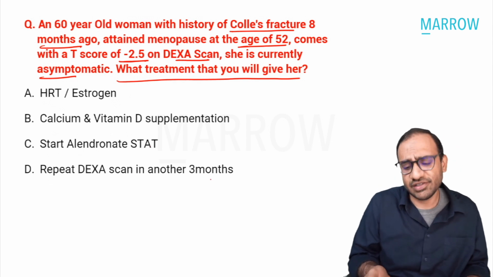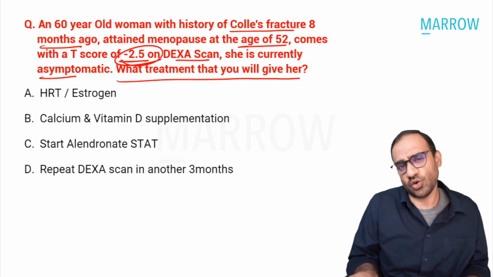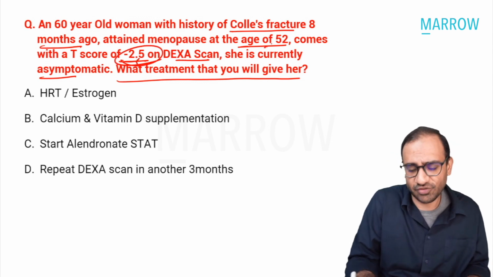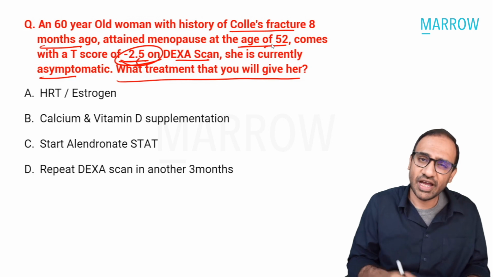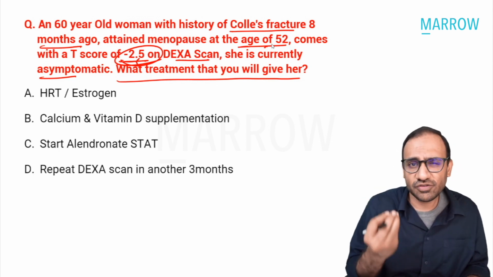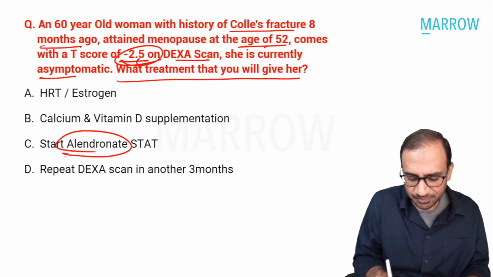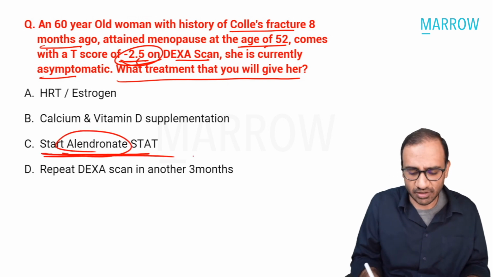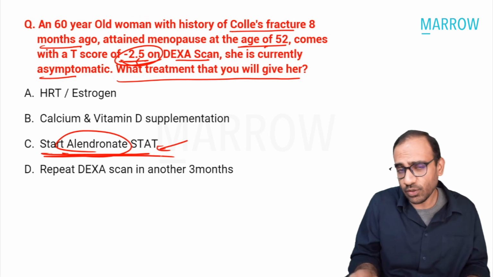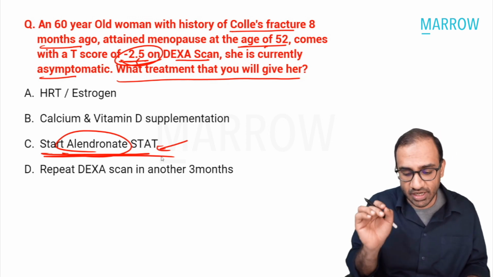This is a clear-cut case of severe osteoporosis. There is osteoporosis and there is a history of fracture. So there is severe osteoporosis. And the treatment of osteoporosis, the drug of choice is bisphosphonates. Any kind of osteoporosis, the treatment of choice is bisphosphonates. So you should start the patient on alendronate. You can supplement vitamin D and calcium, but the treatment of choice is alendronate.